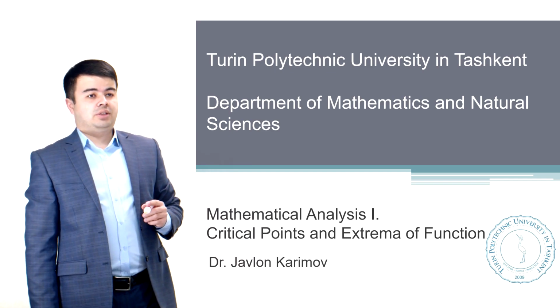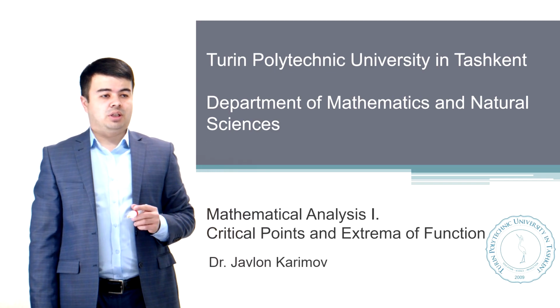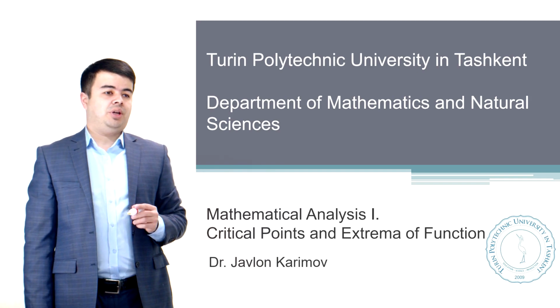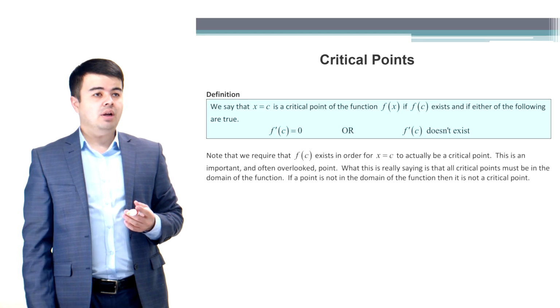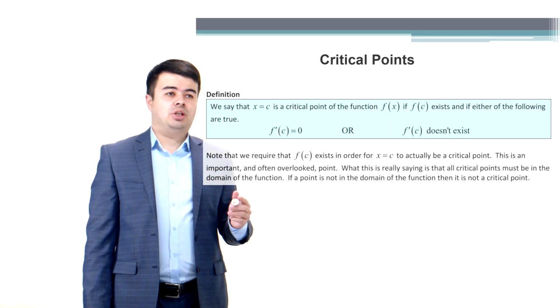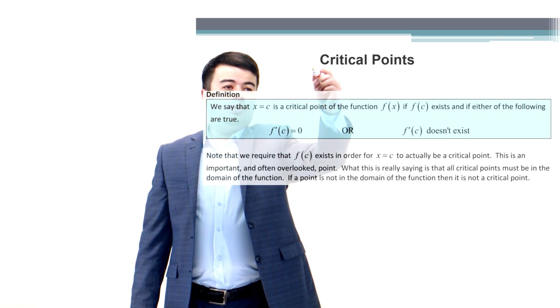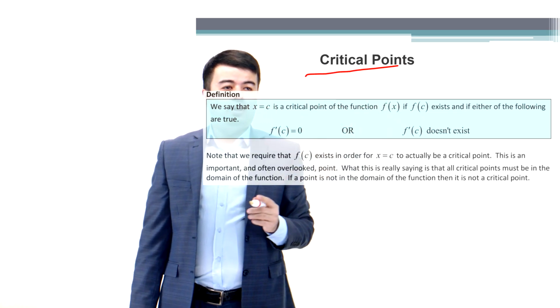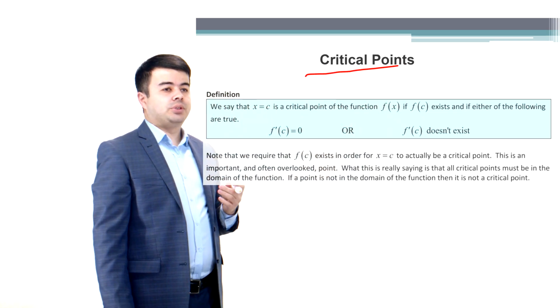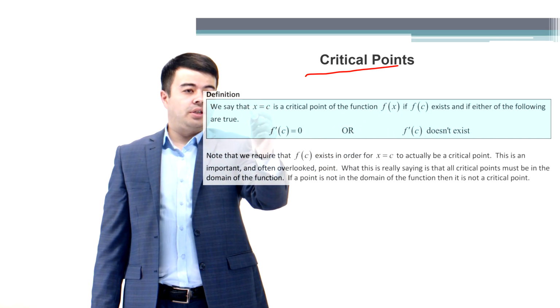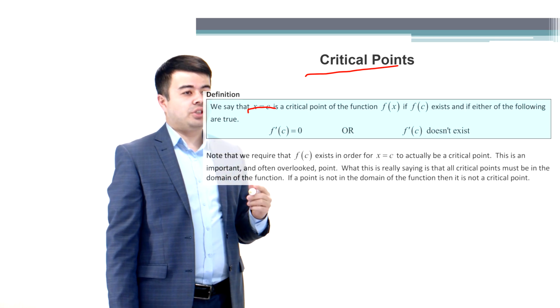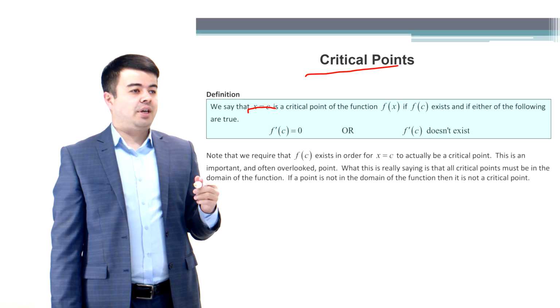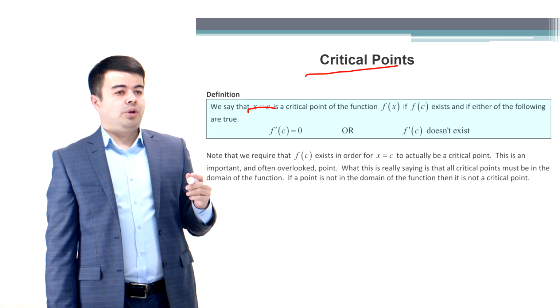Dear all, let's start lectures on mathematical analysis 1, and today's topic is critical points and extrema of the function. So first of all, let's give the definition of the critical point. We say that x equals c is a critical point of the function f of x if f(c) exists and either of the following are true.